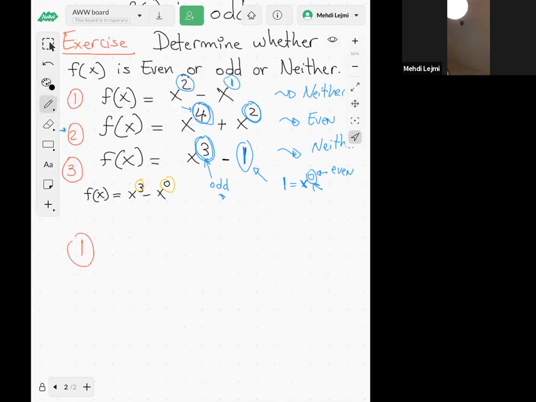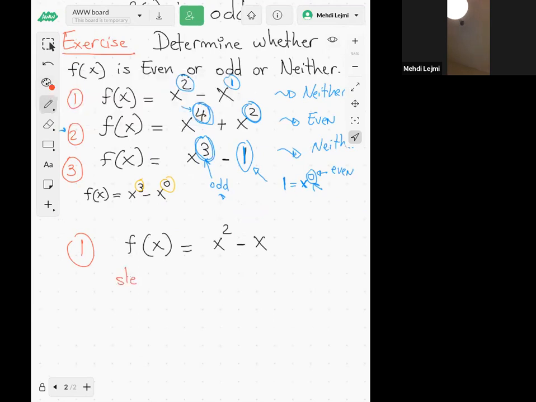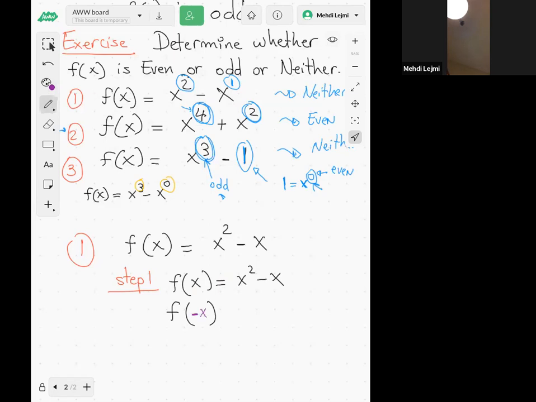So f of x is x squared minus x. First, I need to find f of minus x. Let me write down f of x again first: x squared minus x. I'm going to evaluate f of minus x, so let me put minus x here. This x here becomes minus x.